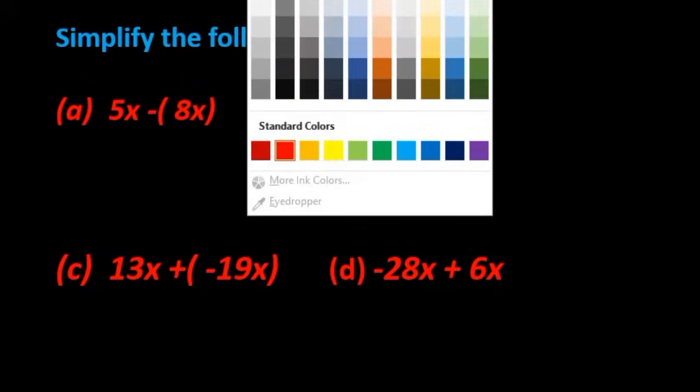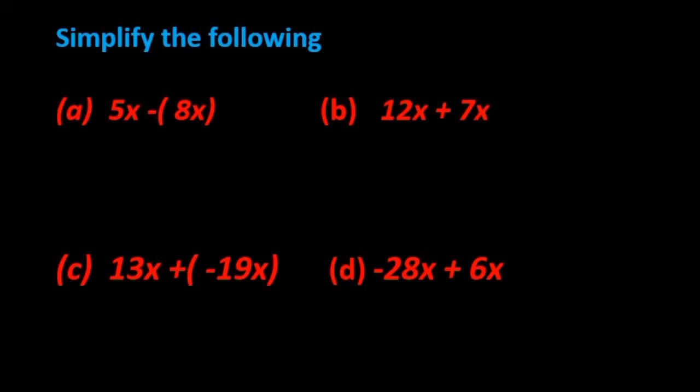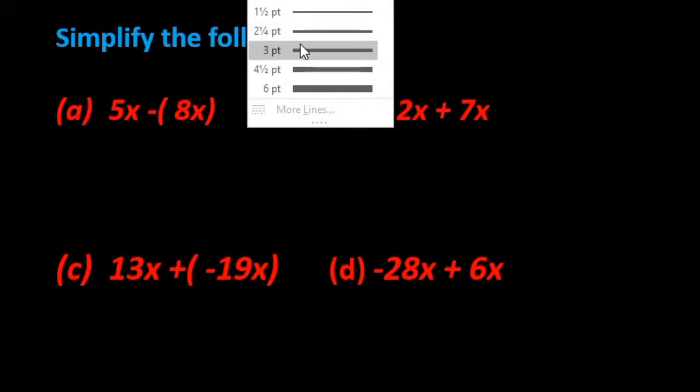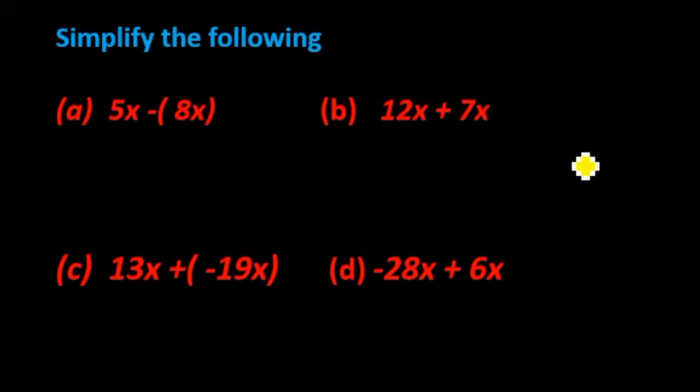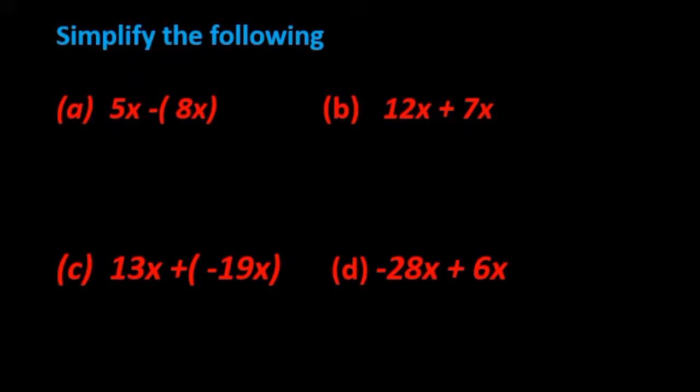First of all, I will again change the color of the pen, because the question is written in red. Okay, now simplify the following. We will open the bracket, 5x will remain the same, and plus minus gives minus 8x. So the signs are different, so we will subtract and keep the sign of the larger value. 8 minus 5, your answer is minus 3x.